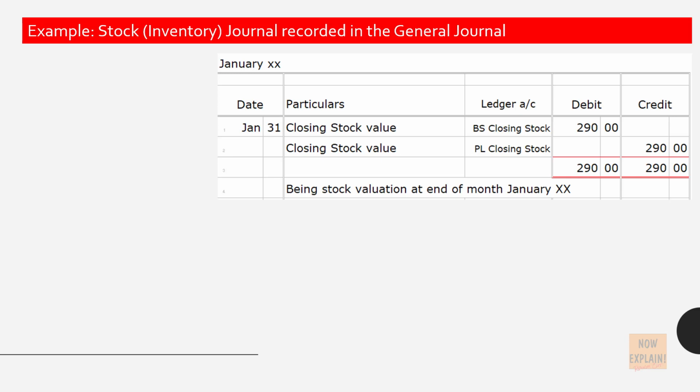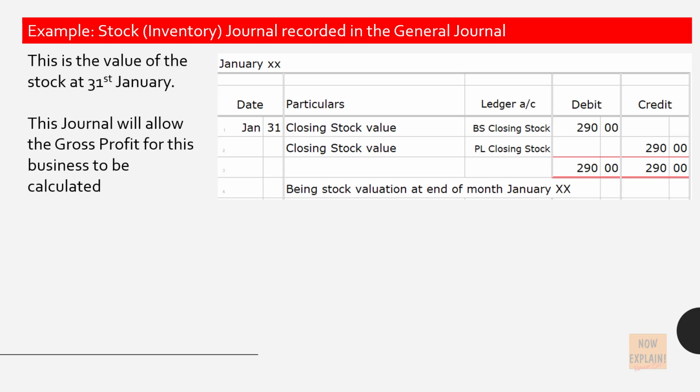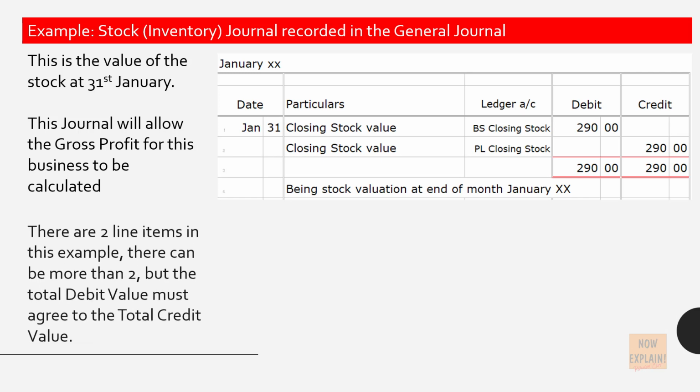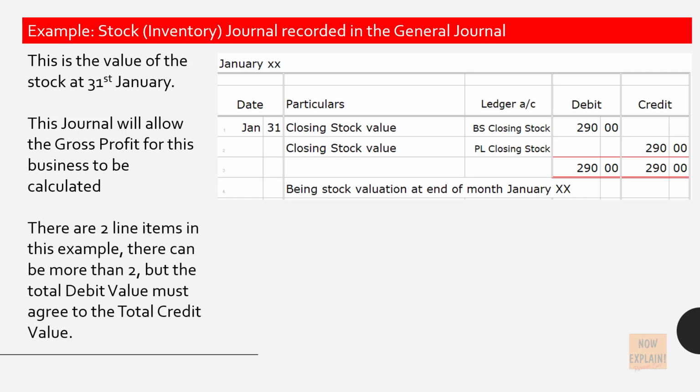Here is an example using stock or inventory, a stock journal recorded in the general journal. This is the value of the stock at the 31st of January. This journal will allow the gross profit for this business to be calculated. And there are 2 line items in this example. There can be more than 2, but the total debit value must agree to the total credit value.